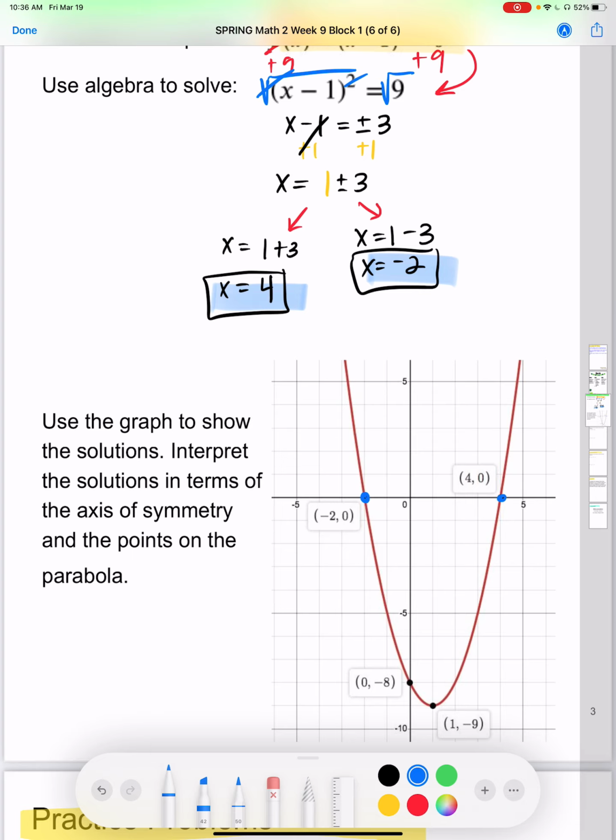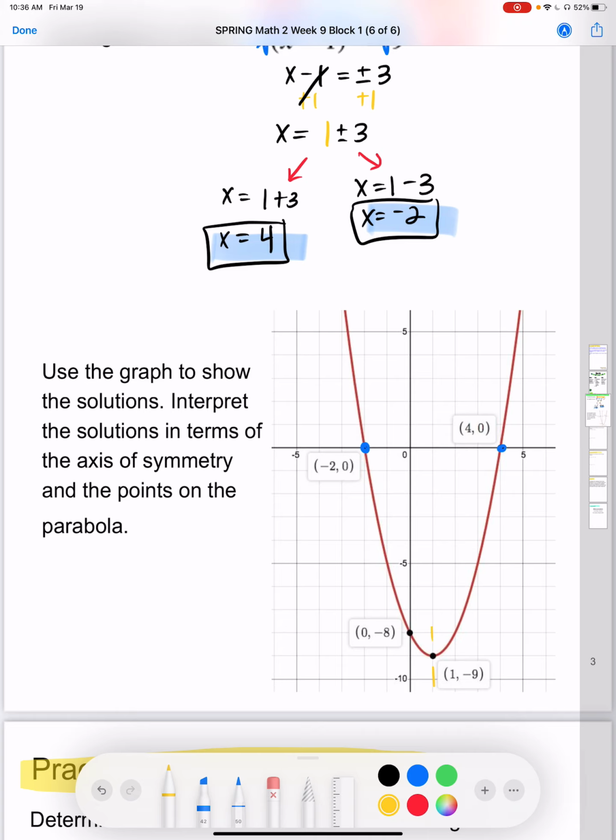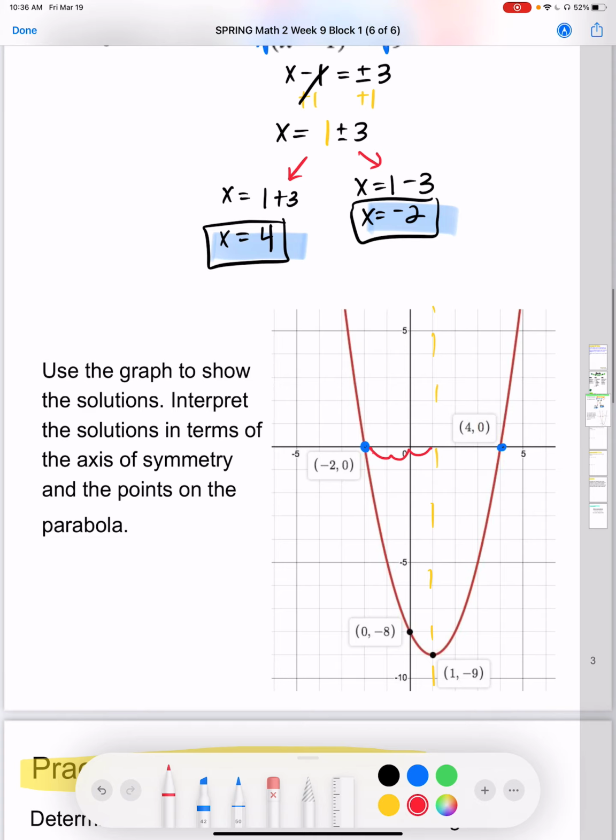You can see those zeros. You can see that they're the same distance away from the axis of symmetry. Remember, your axis of symmetry goes straight through the middle. You can see those are both exactly 1, 2, 3 units away. So they're that same distance away from your axis of symmetry.